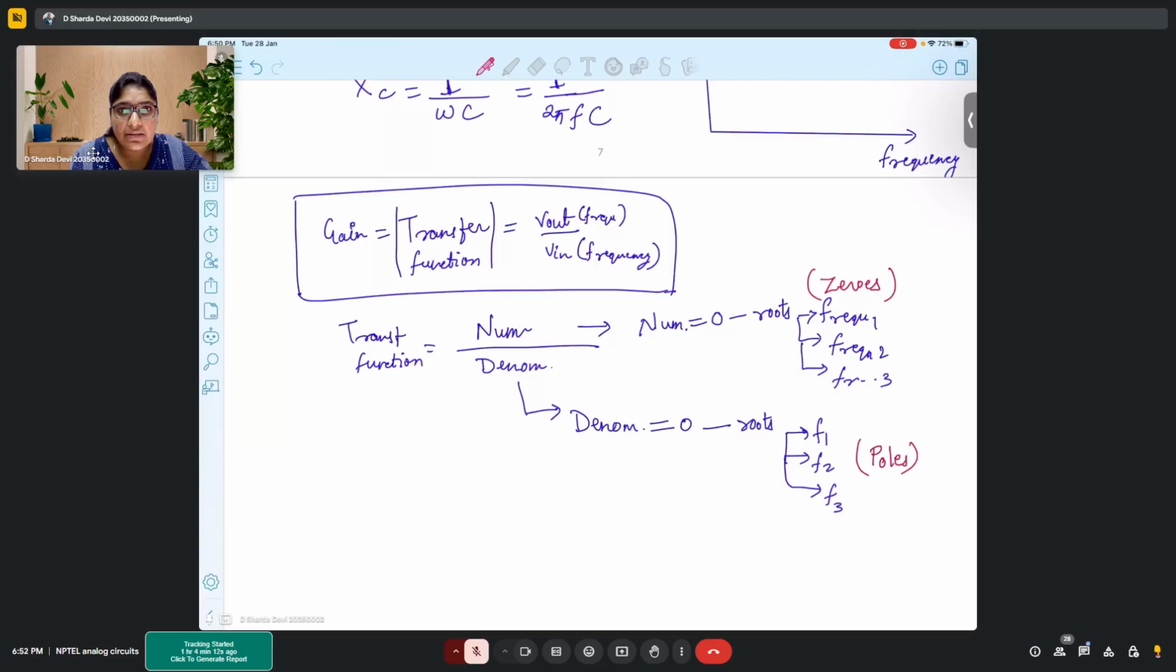Op-amp input gain, ma'am? Okay, so there is nothing called input gain. When you talk about gain, it is always the output and input relation. There is no formula for input gain. Input gain does not exist. Input resistance exists. Input resistance, impedance, you can call it whatever you want.